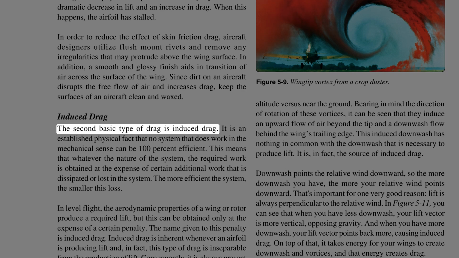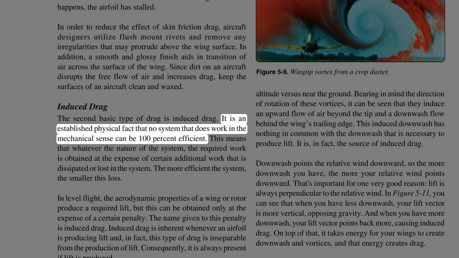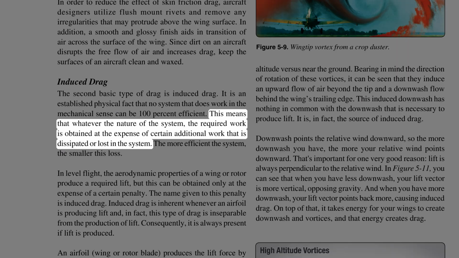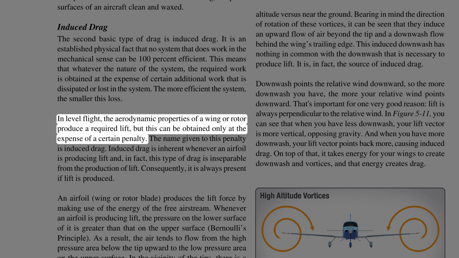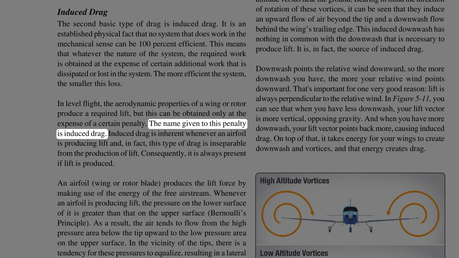The second basic type of drag is induced drag. It is an established physical fact that no system that does work in the mechanical sense can be 100% efficient. This means that whatever the nature of the system, the required work is obtained at the expense of certain additional work that is dissipated or lost in the system. The more efficient the system, the smaller this loss. In level flight, the aerodynamic properties of a wing or rotor produce a required lift, but this can be obtained only at the expense of a certain penalty. The name given to this penalty is induced drag.